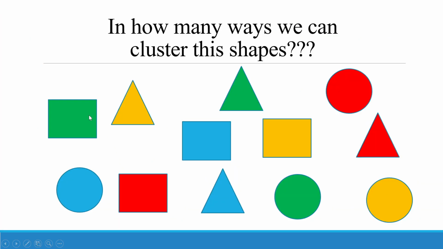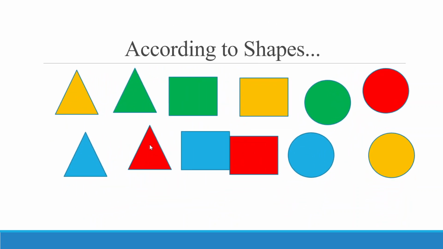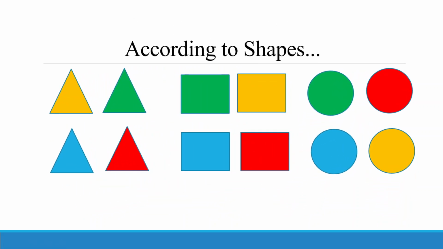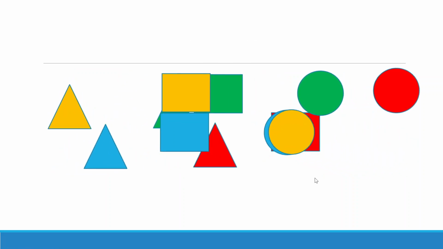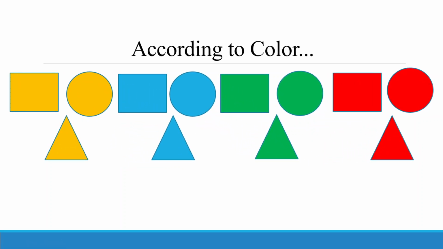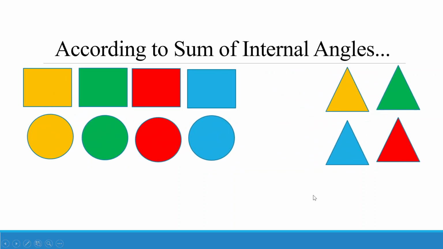Now we will understand the concept of cluster analysis with these shapes. In how many ways can we cluster these shapes? We have shape and color. The first one, according to shapes: we will give the name to this cluster as cluster of triangle, cluster of square, cluster of circle. According to the color: cluster of yellow, cluster of blue, cluster of green, cluster of red. Summation of internal angles is 360 degrees, and this is a triangle.